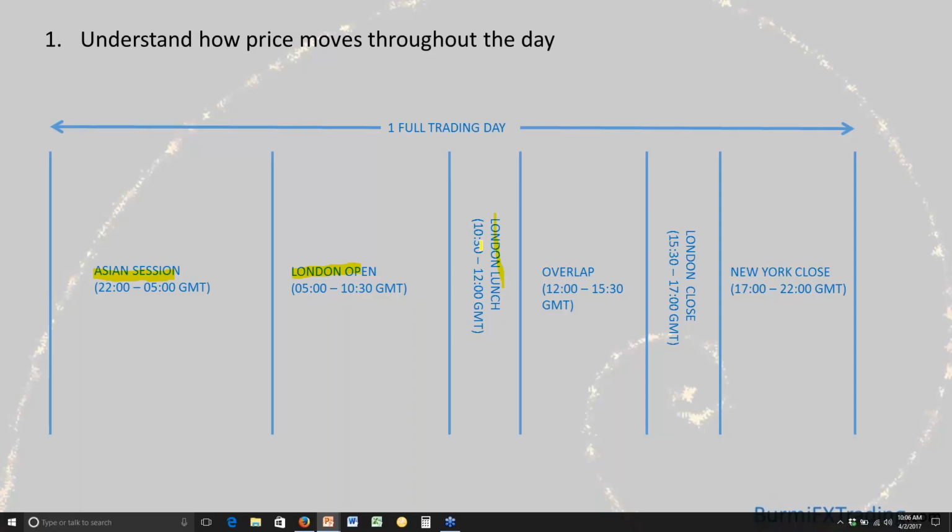So sometimes we see very high probability trades, and I will show you some of the examples as well. Then we have the overlap session, which is from 1200 GMT to 1530 GMT.